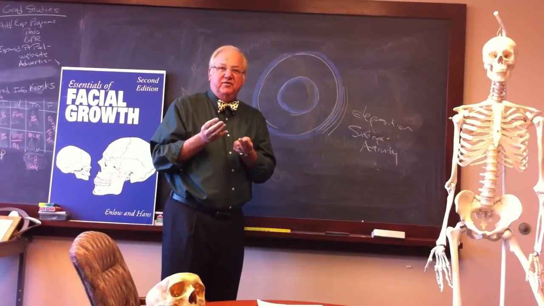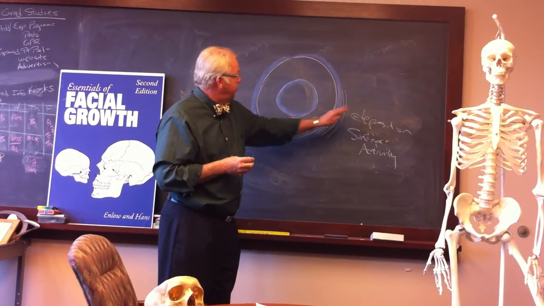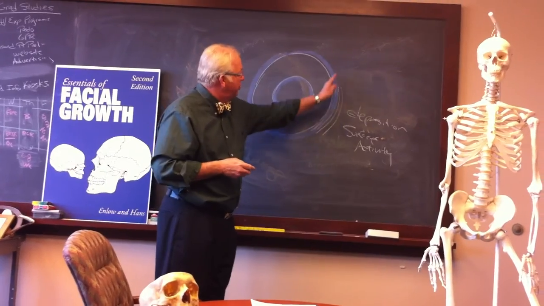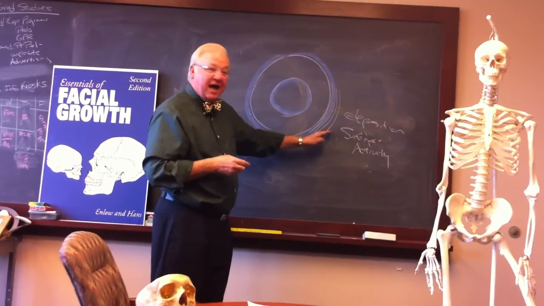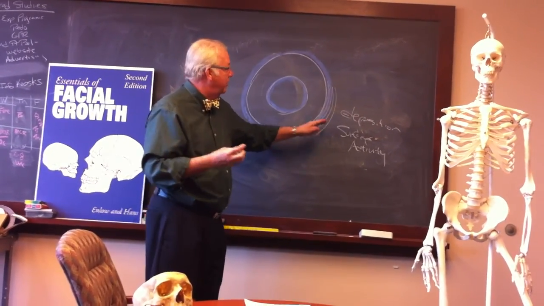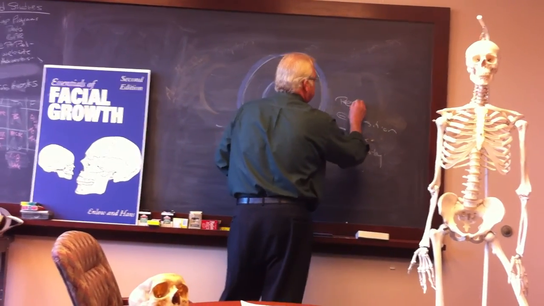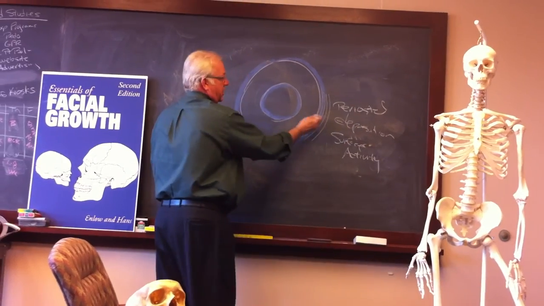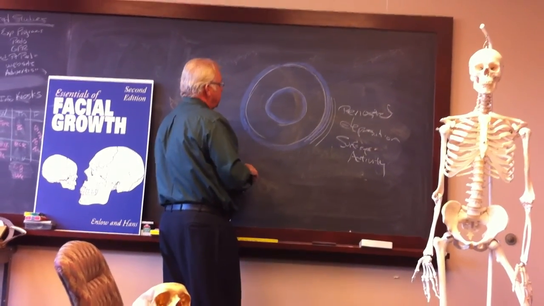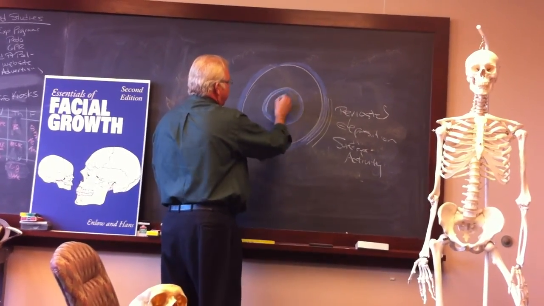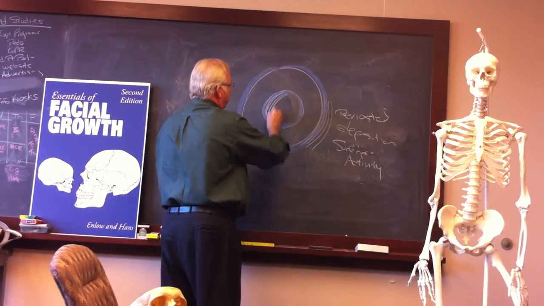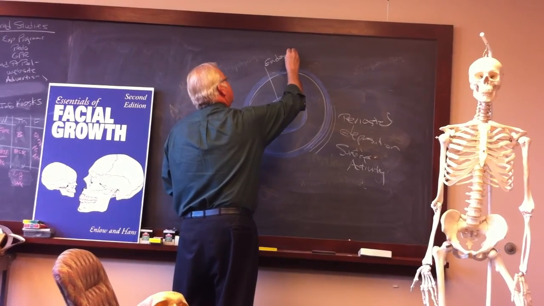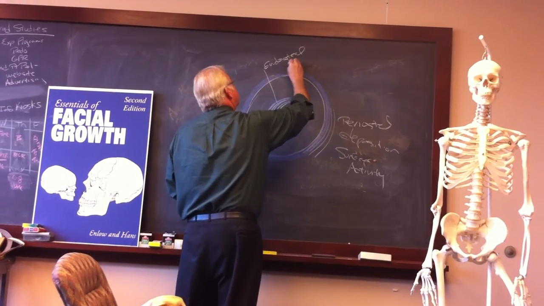Bone can only grow on surfaces. So deposition is the addition of new bone. We could have addition of new bone occurring on the outside or the periosteal side. We call that then periosteal deposition, addition on the outside. We could also see addition of bone on the endosteal side. What do you think we might call that? Well, endosteal deposition.